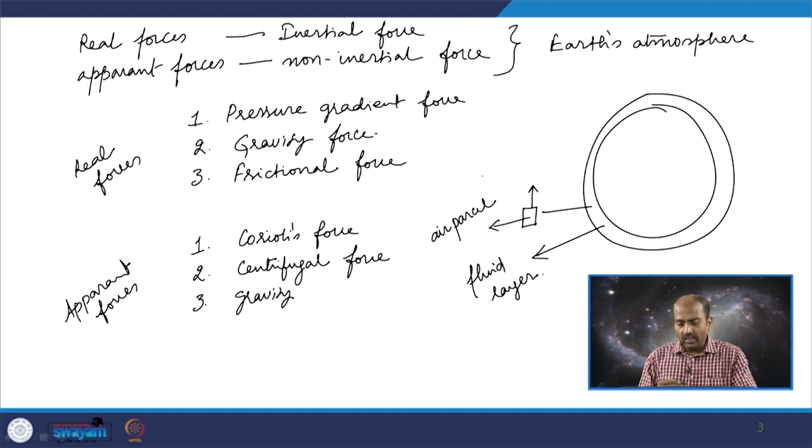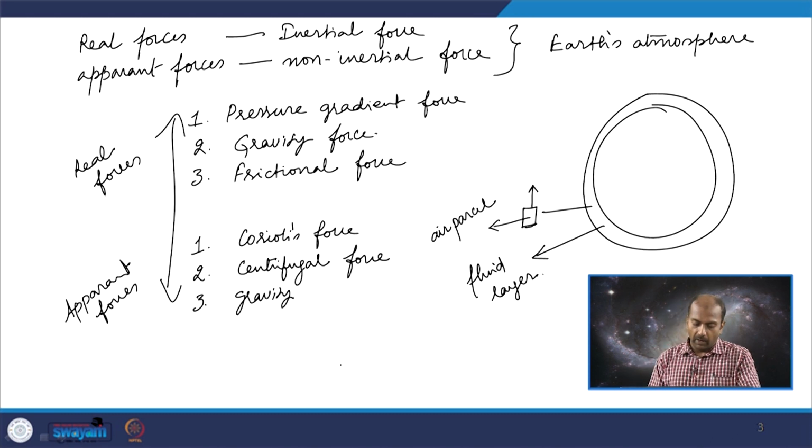So, in various cases, in different examples, we will realize that this air parcel's movement is subject to one or all of these forces that I have mentioned here. Okay. So, now in order to write an equation of motion for this air parcel, my objective is to write an equation of motion like this for the air parcel.